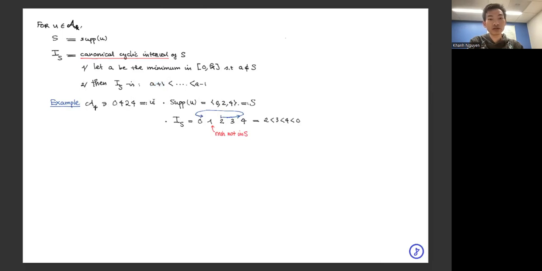So for example here, if I choose U to be the word 0, 4, 2, 4 in the algebra A4. Now the support of U is all the indices appearing in the word. So you see only 0, 2, and 4. So that is the support, and I denote it here by S. And now you see, if you embed S inside the interval 0 to 4, you first write 0, 1, 2, 3, 4, and you see there are 2 indices that do not belong to S, so they are 1 and 3. But here the minimum entry that does not belong to S is 1. So I set 1 here to be A. And now the interval IS is given by 2 less than 3 less than 4, and then you go back to 0. So this one is the canonical cyclic interval of S.